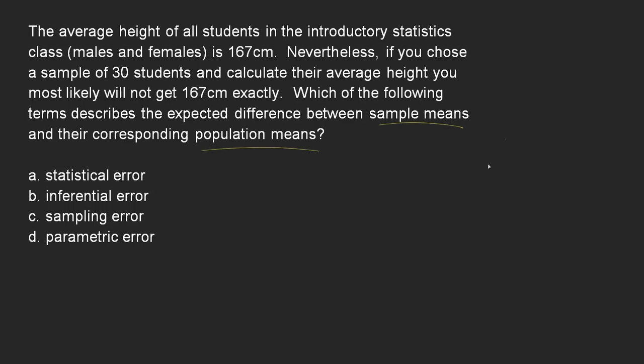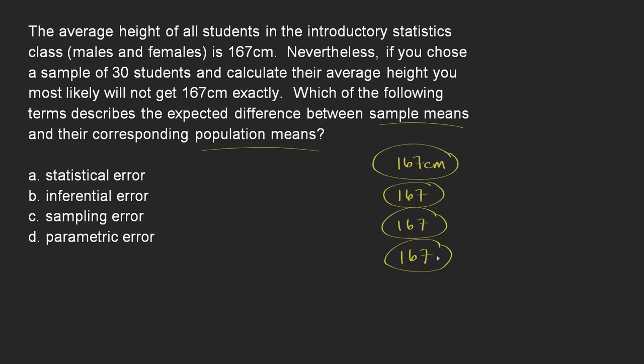So let's say I have a population where everybody is 167 centimeters. So here's the first person, that's their height. They're 167 centimeters. Here's the second person, they also are 167. The third person and the fourth person. Okay, let's say my population is only 4 people. It's a really small population.